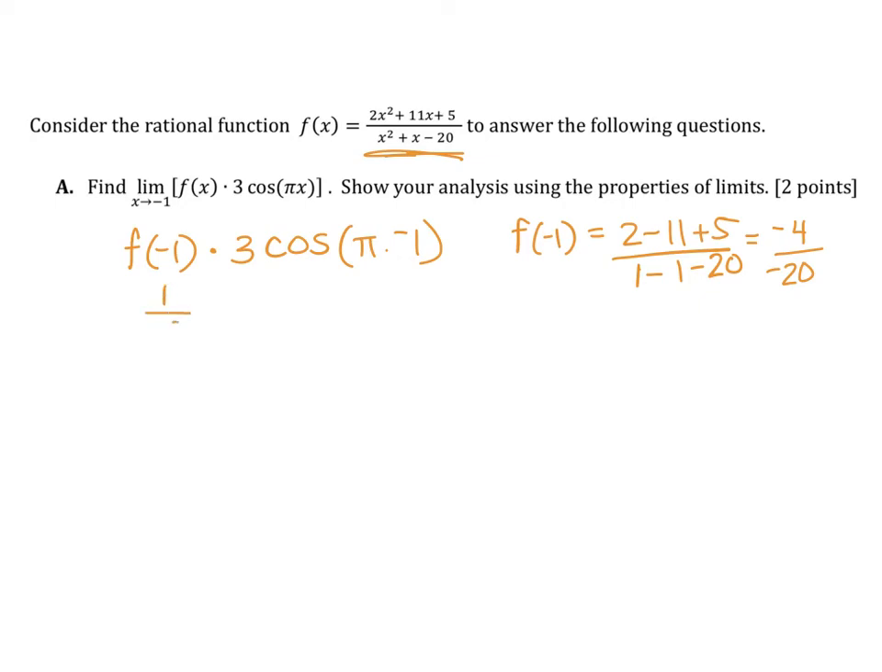So I'm going to come back over here and have 1/5 times 3 cosine of -pi. And so with -pi, that just means we're going to go this way, and we're going to get the same exact answer. We're going to have -1. So I've got 1/5 times 3 times -1. So that's going to give us -3/5.